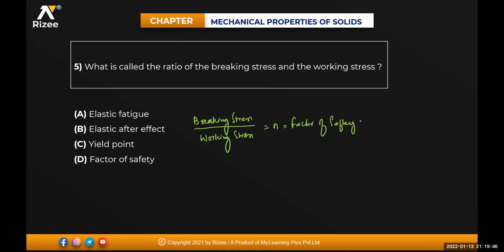Factor of safety. Okay. So what will be the answer, beta, for that one? So it is called factor of safety. This one is from 11th class, beta. Factor of safety. Done, beta?